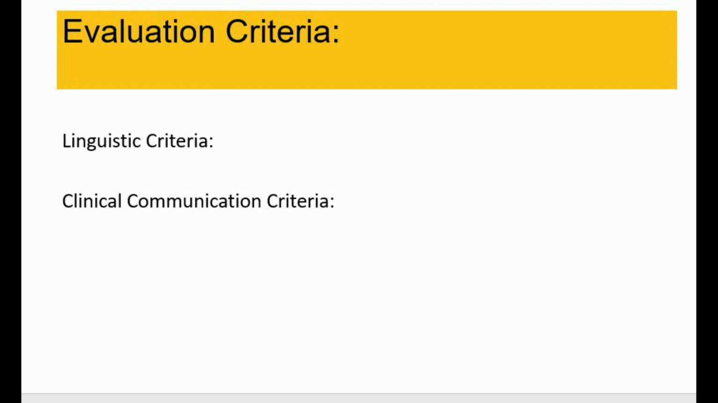In the speaking subtest, your performance is evaluated based on 2 criteria: the language criteria and the clinical communication criteria. The language criteria assess your command over the English language, including grammar, vocabulary, pronunciation, and fluency. On the other hand, the clinical communication criteria focus on your ability to effectively communicate in a healthcare setting, including building rapport, gathering and providing information, giving advice and counseling, and managing difficulties.